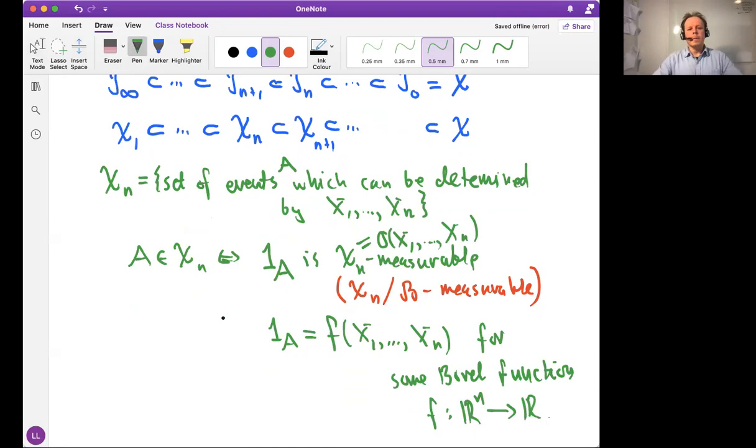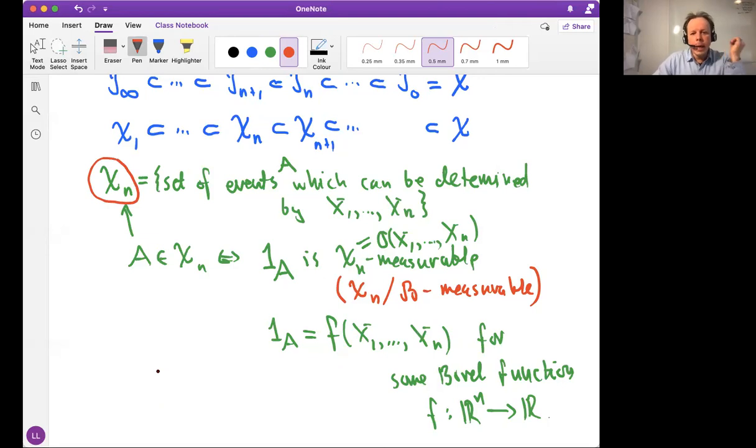So in this sense, if some set is here, it means that we are looking at an event that we can determine: does the event occur or does it not occur? That's the indicator here. We can determine if the event occurs or not according to some deterministic function f evaluated at this random input. So this is the underlying intuition of what this X_n means.